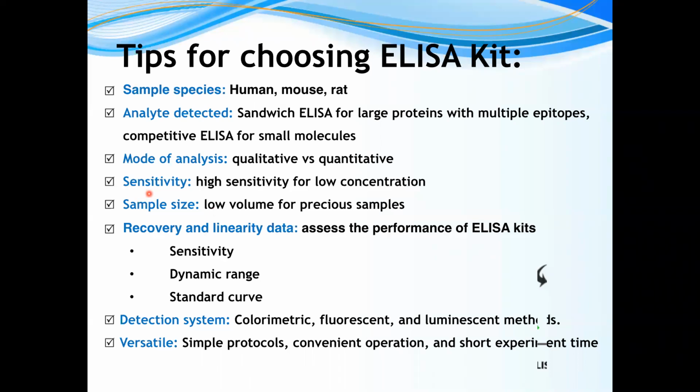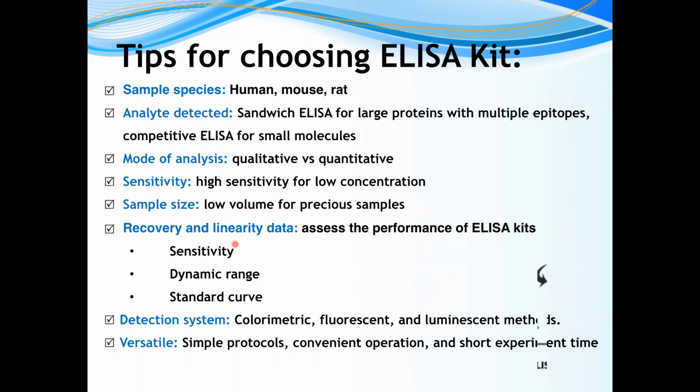Next comes the sample size. ELISA kits usually require from 100 microliter to 10 microliter of sample. If the amount of the sample is very low or the sample is very precious, it would be better to choose ELISA kits that require less amount of sample.